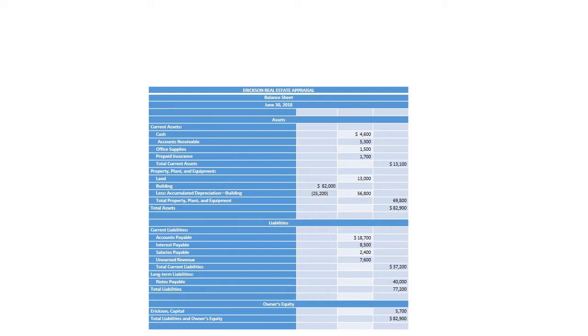So we need to know this balance sheet, which is a classified balance sheet because it breaks the assets and liabilities down between current and long-term categories. This is a report form because assets are listed first, underneath is liabilities, and then owner's equity.